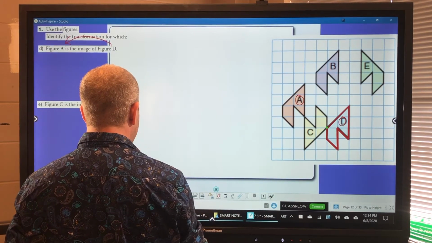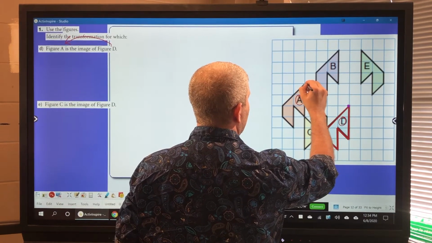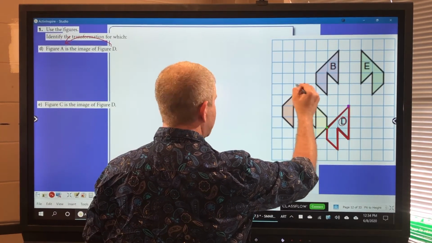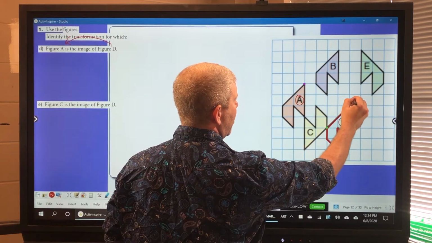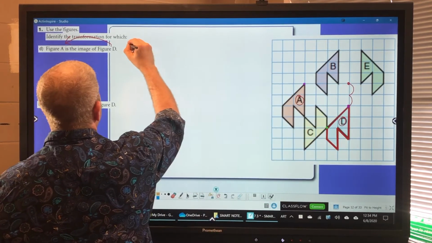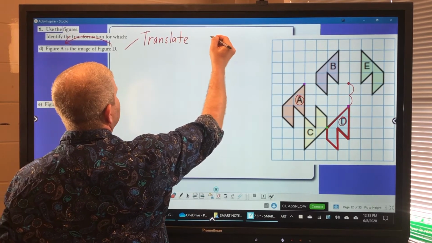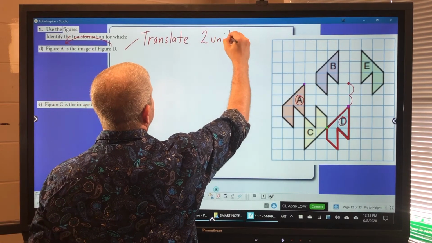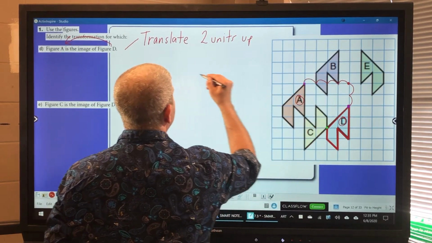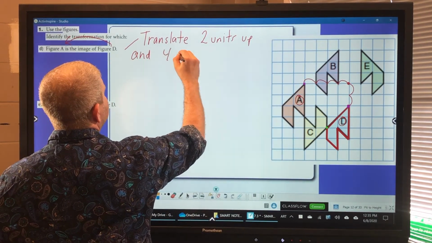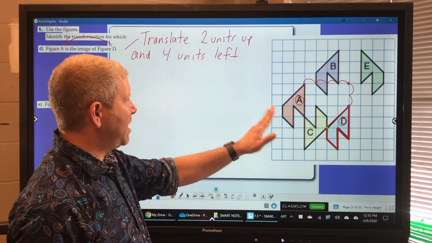One way I like doing it that's really simple is simply putting a dot on one of the points of both shapes. So I put a dot at the top of this one and a dot on the top of that one. And then I simply have to say to myself, how do I get from this dot to that dot? So it looks like I go 1, 2 steps up. So this is going to be a translation. So I can say translate 2 units up, and then 1, 2, 3, 4 units left. And that's my translation from D over to A.